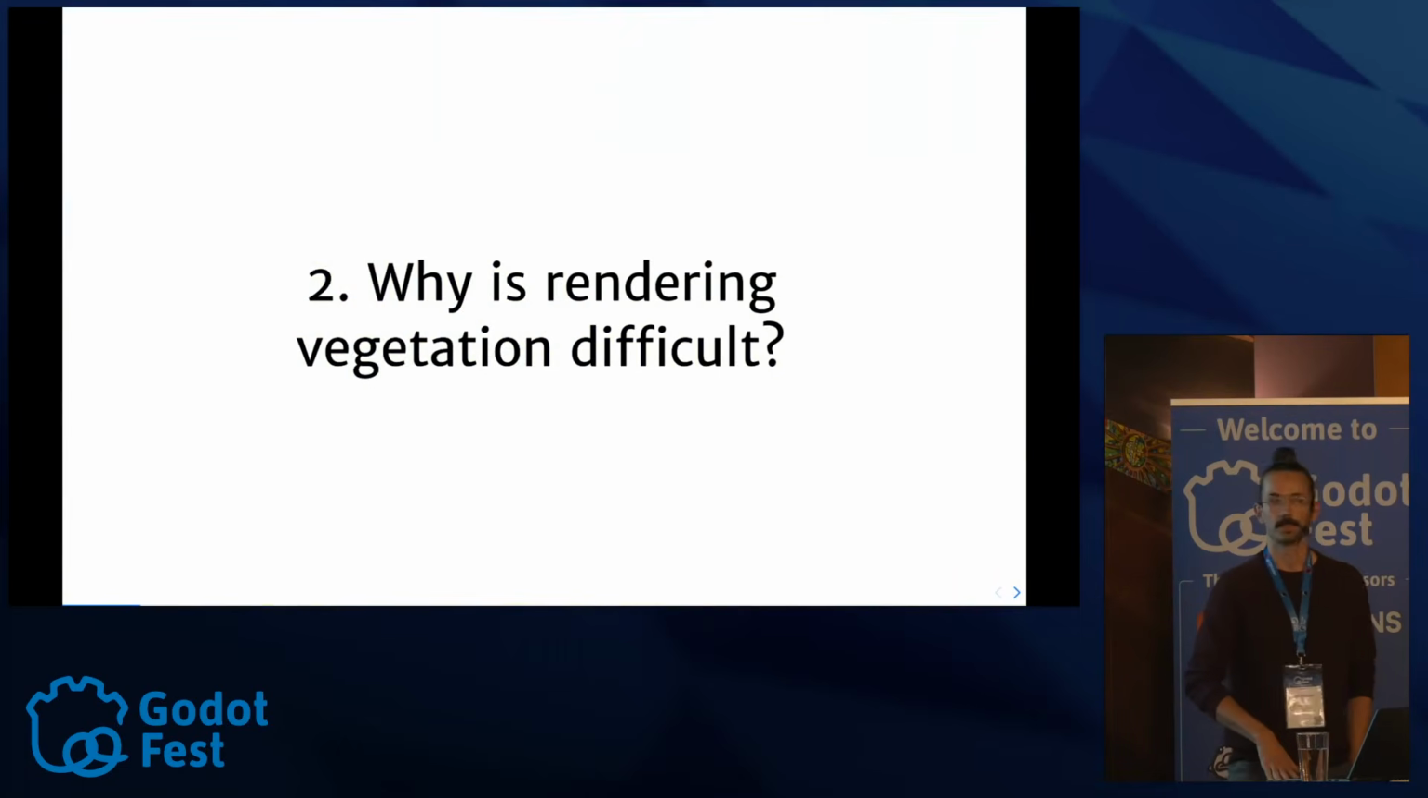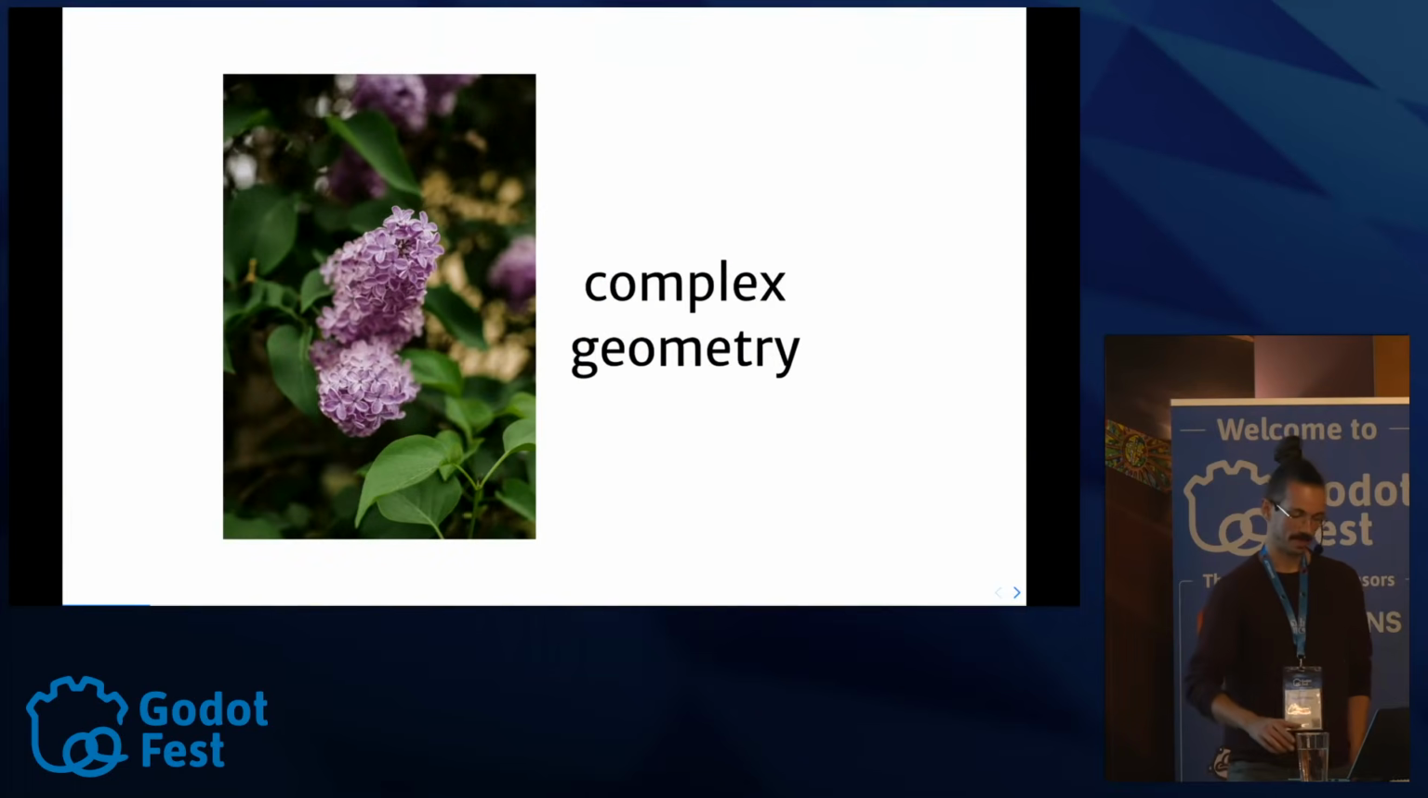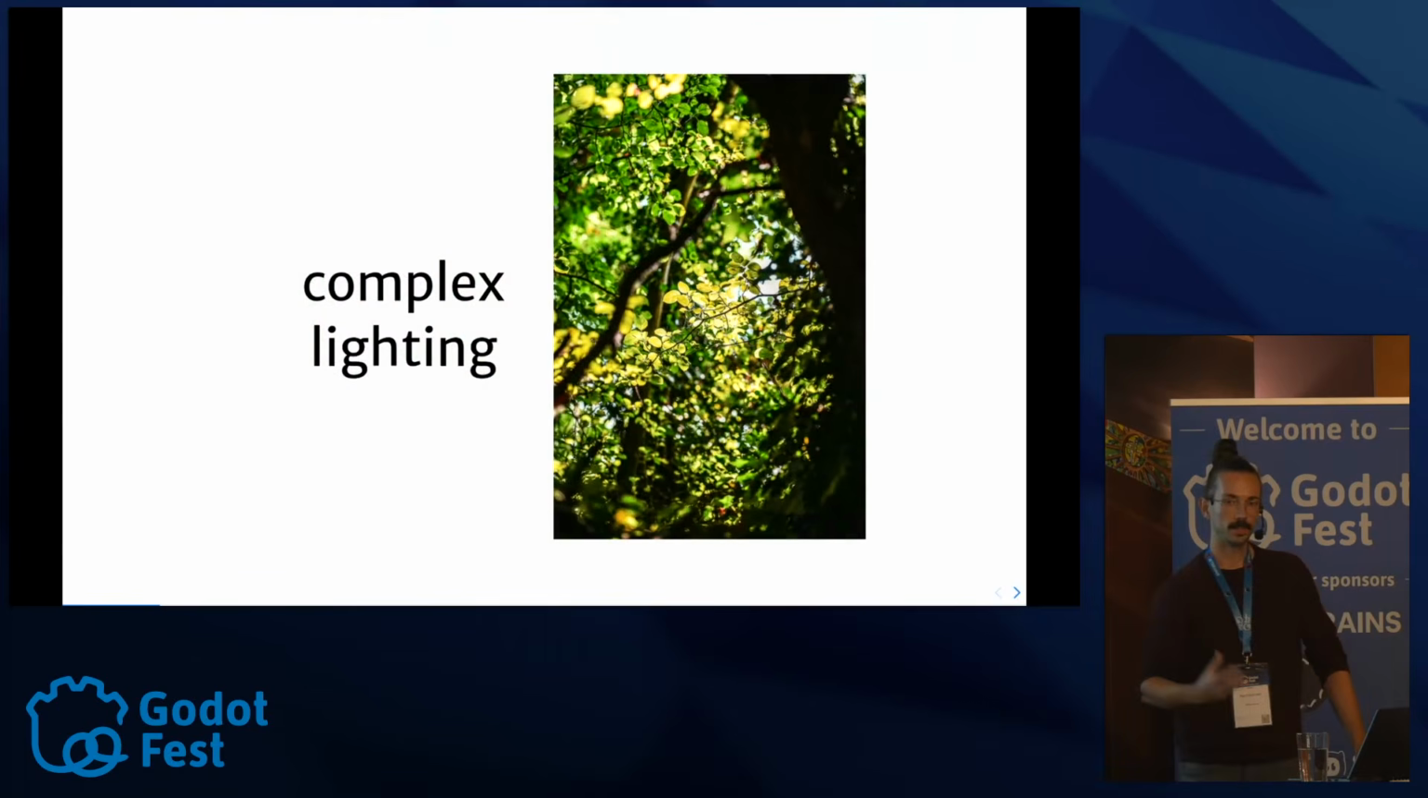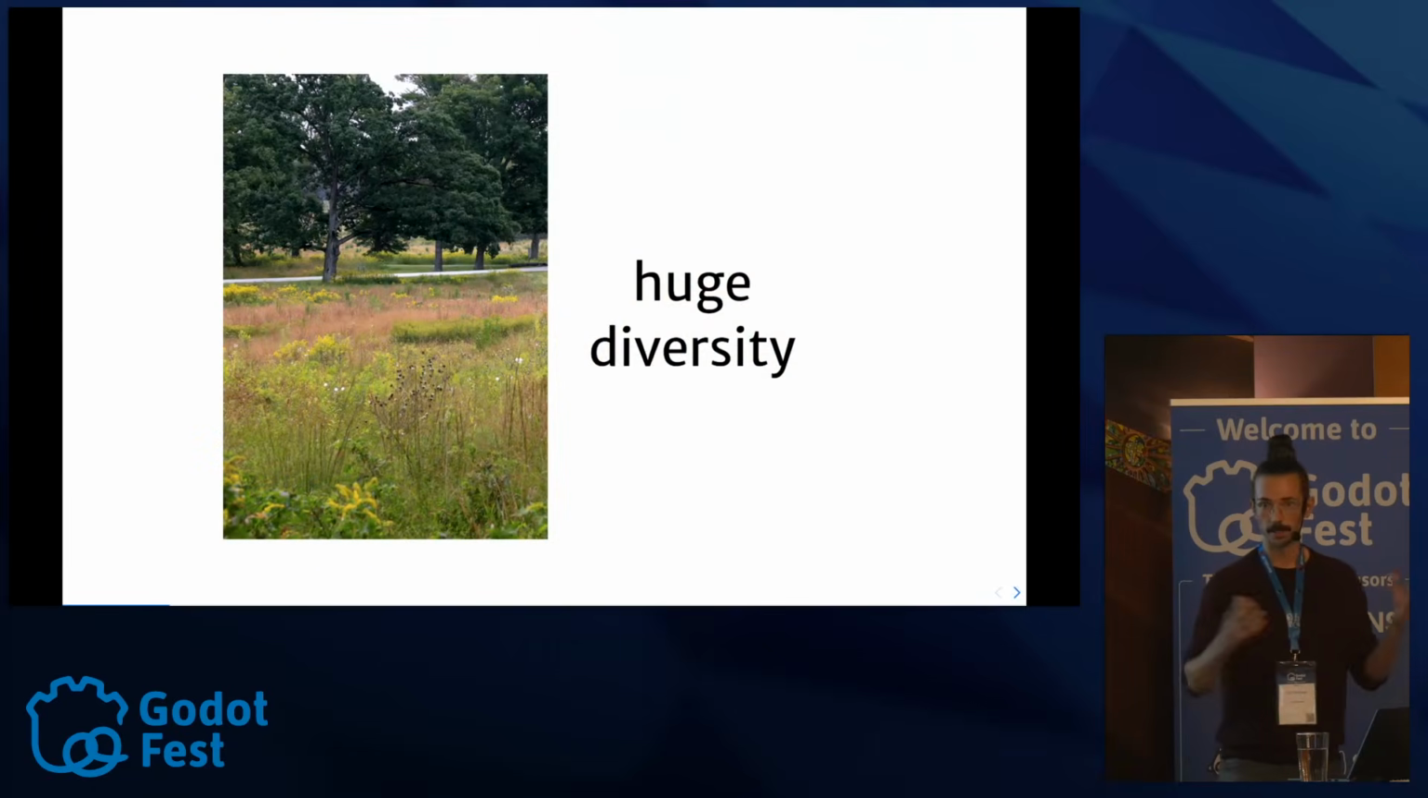So, what makes rendering vegetation difficult? Why are we talking about this? Vegetation has really complex geometry. It's not just a plain surface, it's really intricate and small scale. It interacts with lighting in really complex ways. So the backsides of leaves, for example, they are not dark, but they let light through and maybe even color the light differently.